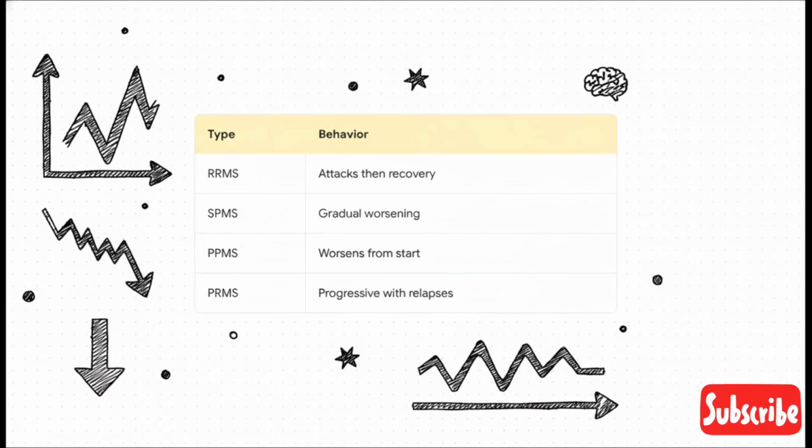But contrast that with the progressive forms. Secondary progressive often develops later on from RRMS, where symptoms gradually worsen without those clear recovery periods. And primary progressive? Well, that's a gradual worsening right from the very beginning.